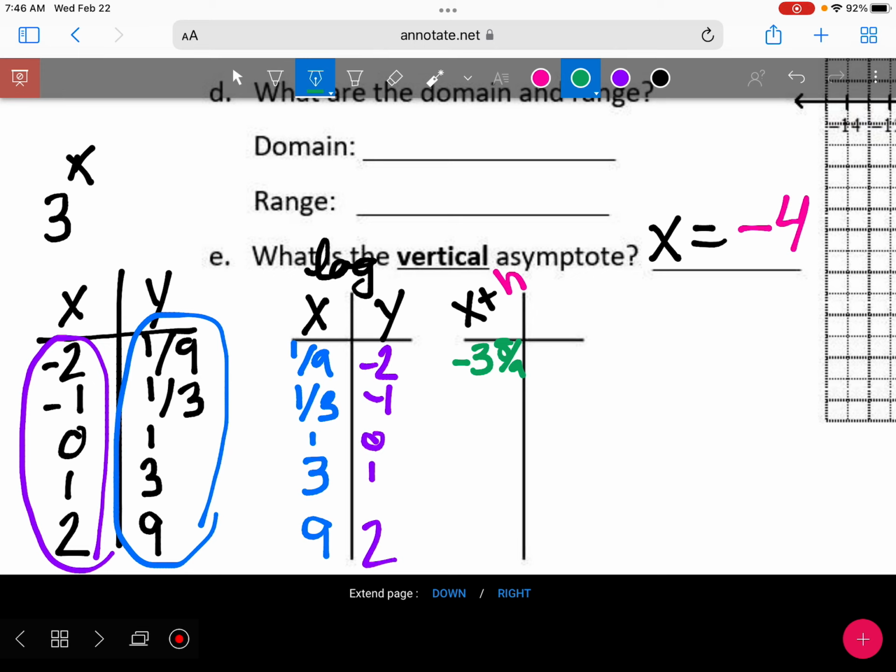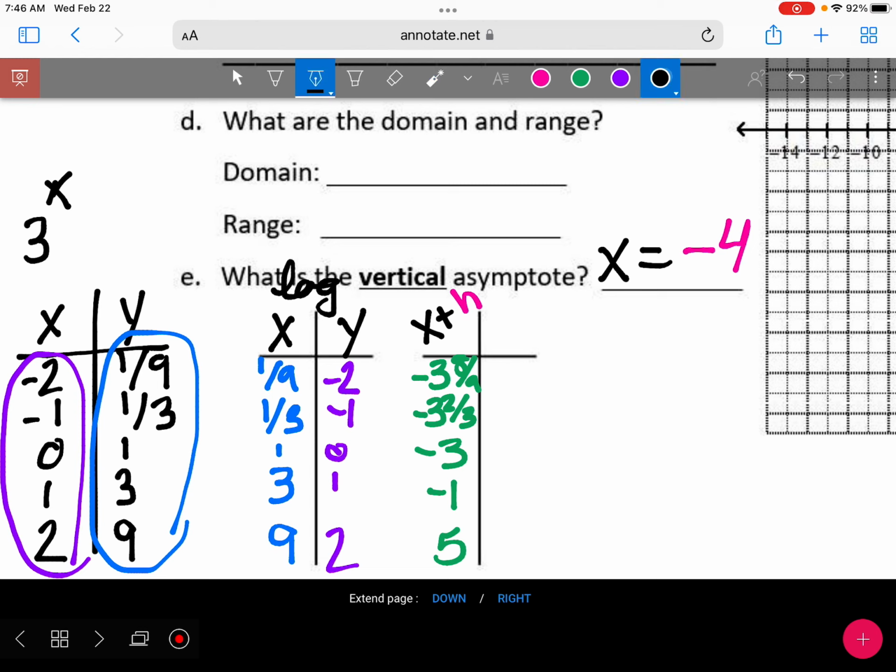1/3 plus -4 gives us -3 and 2/3. 1 plus -4 gives us -3. 3 plus -4 gives us -1. And 9 plus -4 gives us 5. So we straight up take these values and add h. For the y values, we have to do a little bit more because we're going to go y times whatever the a value is, plus our k value.